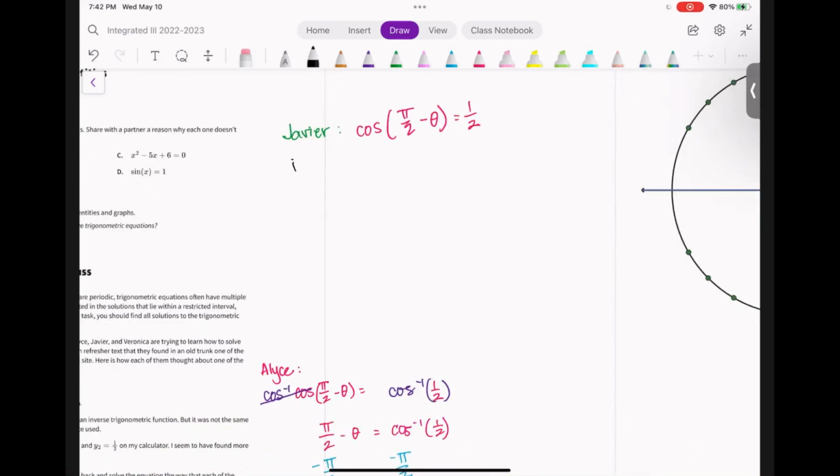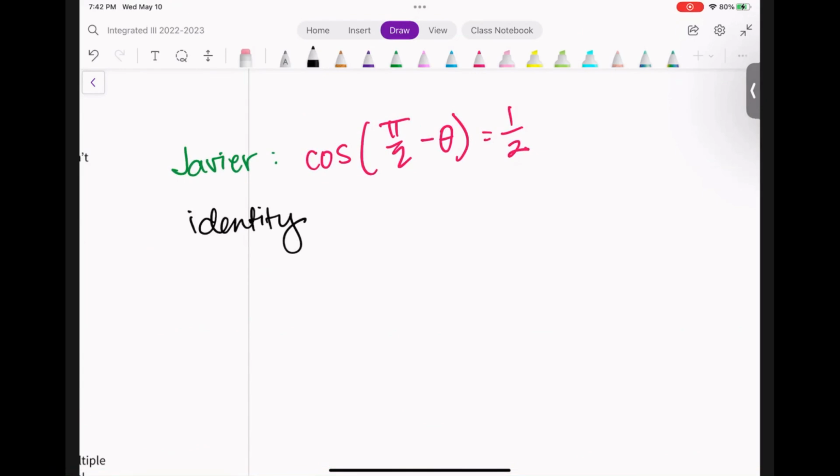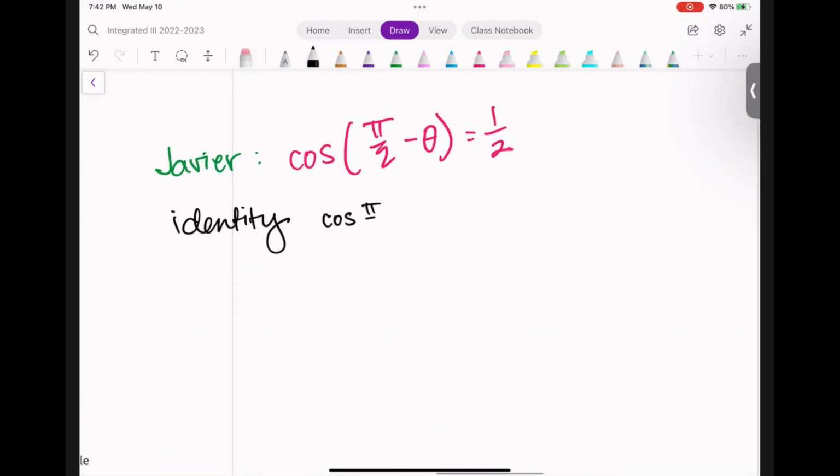Javier uses this identity. Okay, so he uses this identity, and the identity is cosine of pi over 2 minus theta equals sine theta. So you can think about this as substitution, right? Instead of bacon on my sandwich, can you please put avocado instead? That's what they're asking. Okay, so I'm going to put sine of theta here. So this is now sine of theta equals 1/2.